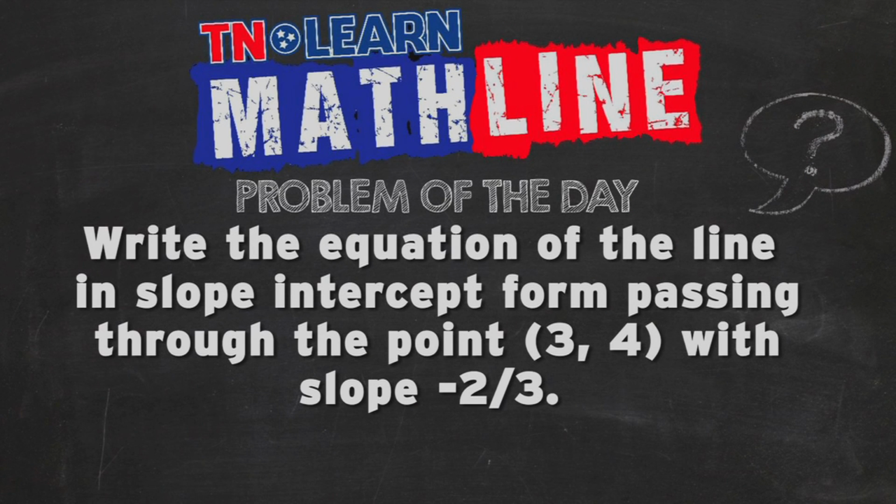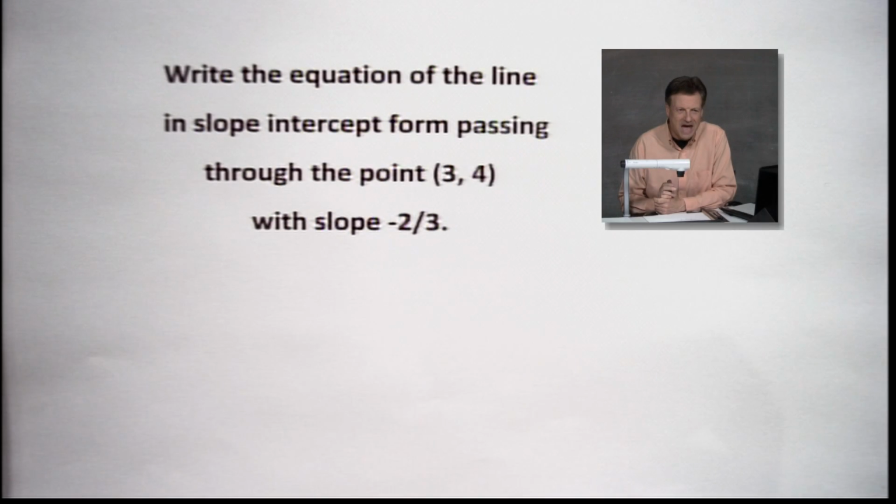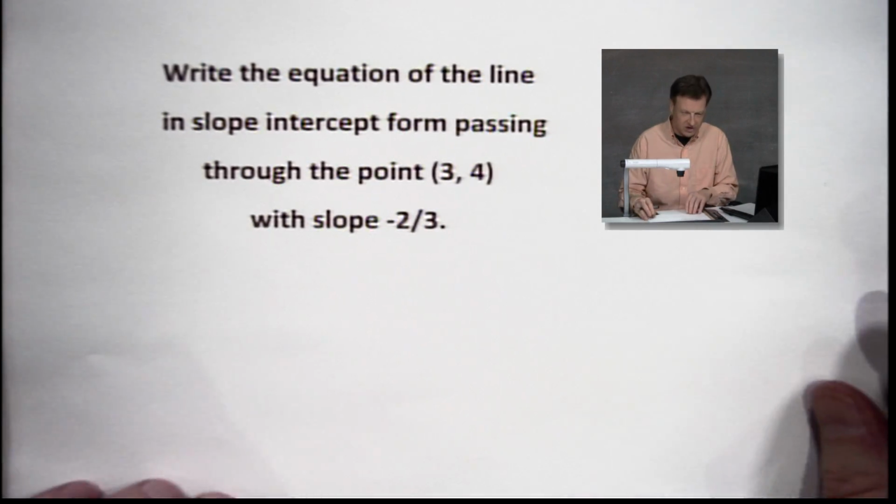Write the equation of the line in slope-intercept form that passes through the point (3, 4) with a slope of negative 2/3. Again, we're going to write the equation of the line in slope-intercept form passing through the point (3, 4), those are coordinates, with the slope negative 2/3. So let's see what that's all about. Let's see what we're going to do with this little problem here, okay?